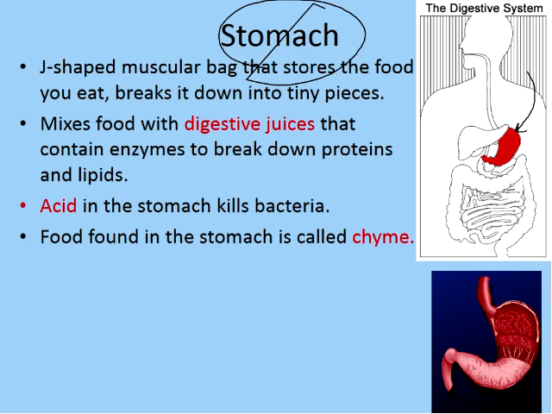Okay, inside your stomach, which is on the next little step on the food path. Go here. Come on, you can do it. There you go. All right, so it's a J-shaped muscular bag that stores food that you ate, breaks it down into smaller and tiny pieces, and mixes food with digestive juices that contain enzymes to break down proteins and lipids. Acid in the stomach kills bacteria.